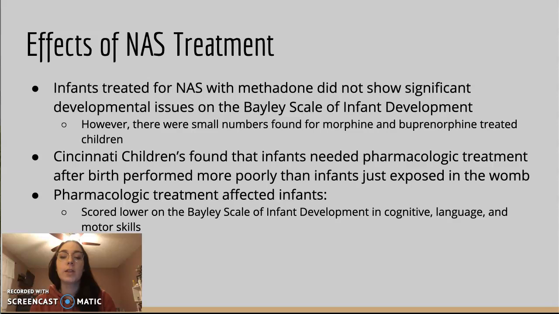Cincinnati Children's found that infants needed pharmacological treatment after birth, and those that did receive that treatment performed more poorly than infants just exposed in the womb. And these treatments affected infants in that they scored lower on the Bayley scale in cognitive, language, and motor skills.